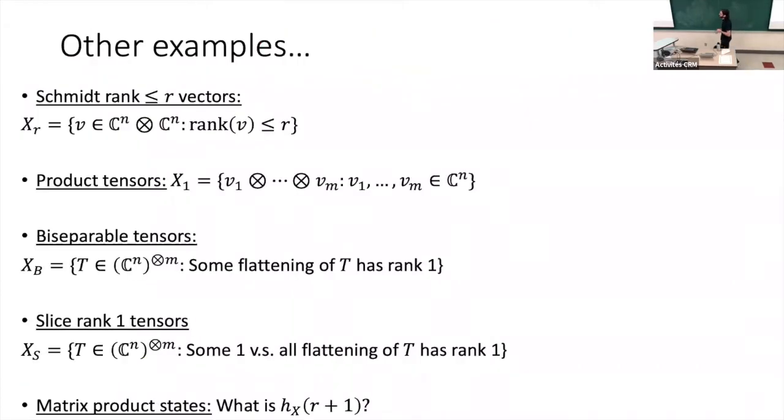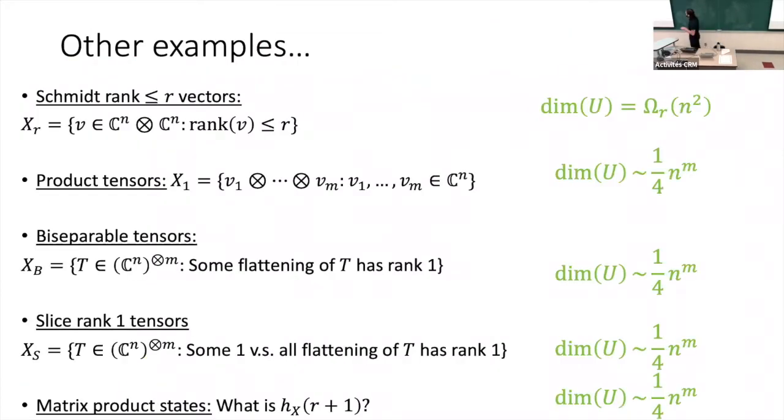Other examples: we get similar nice scalings for all of these. We can certify that a generic subspace does not intersect the rank at most R matrices when the subspace's dimension is omega of n squared. For product tensors in M systems, we can go up to a constant multiple of the maximum dimension. Similarly for biseparable and slice rank one tensors, and for matrix product states too.